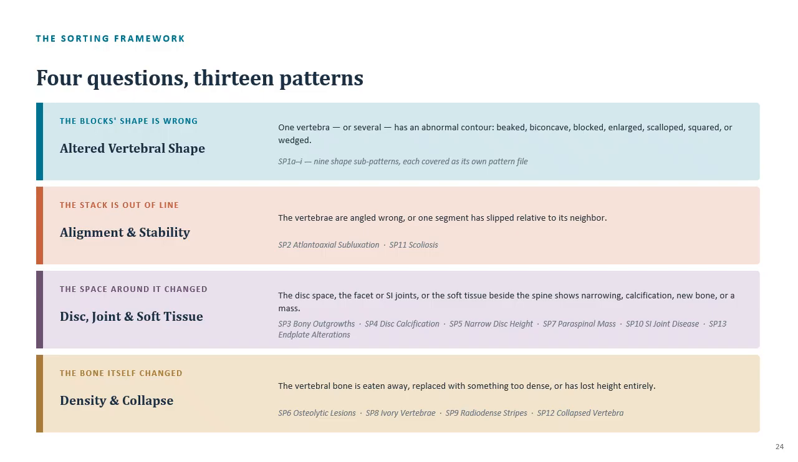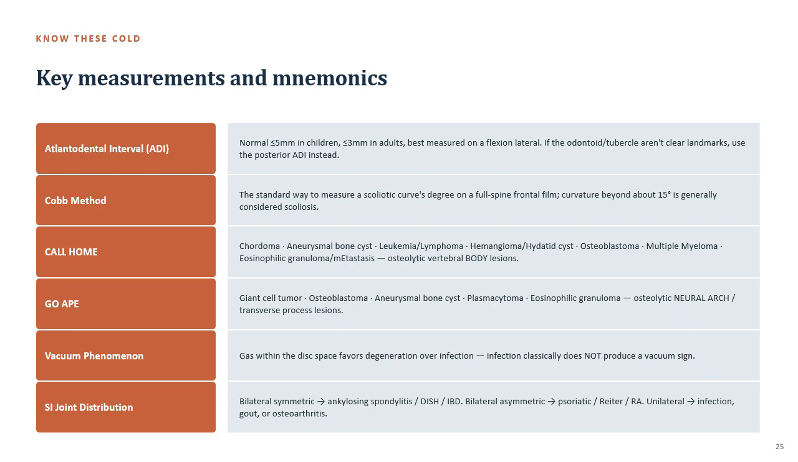So again, the 13 patterns, we're starting with 4 questions, and with the 13 patterns, we're looking at shape, we're looking at the spaces, we're looking at the bone density, and we're also looking at the alignment. There are a few important measurements and clues or mnemonics that the doctor uses to help narrow down what we see on a spine image.